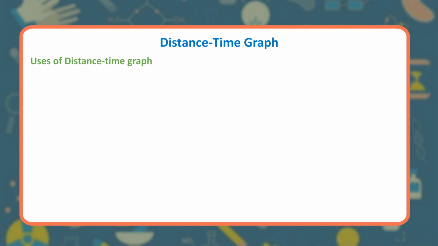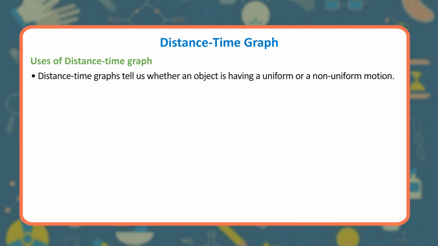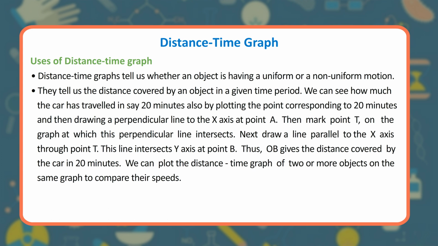Uses of distance-time graph. Distance-time graphs tell us whether an object is having a uniform or a non-uniform motion. They tell us the distance covered by an object in a given time period.